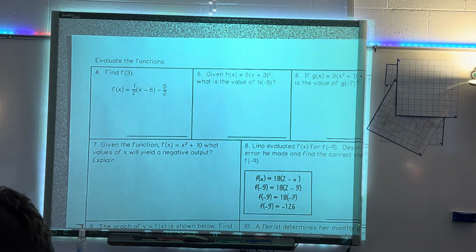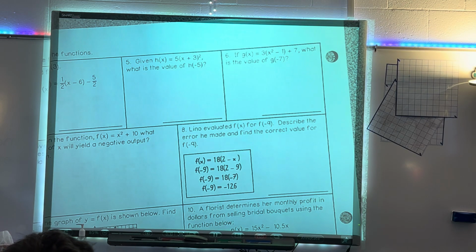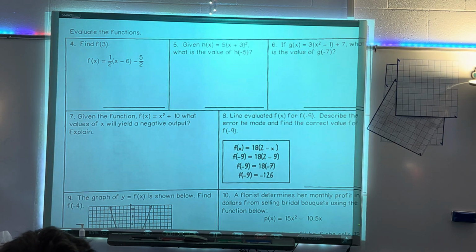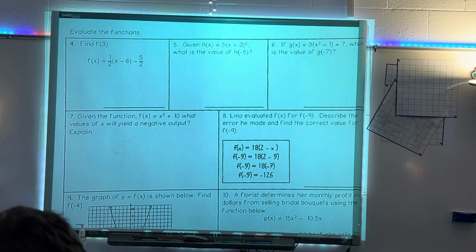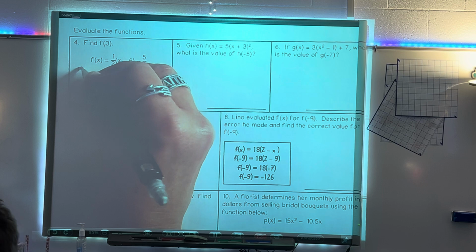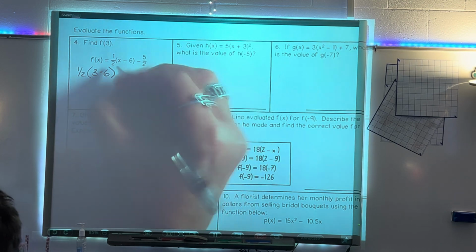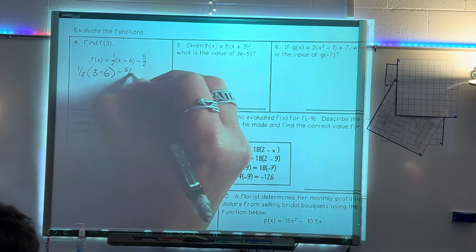Okay, back here, we're doing more of the same, we are going to evaluate. They're giving you these in some different wording so that you can see what it looks like depending on how they give it to you, because they're not always going to give it to you exactly the same way. This one says find f of 3, which means take 3 and put it where x is, that's all they're saying there. So I have 1/2 times 3 minus x minus 5/2.